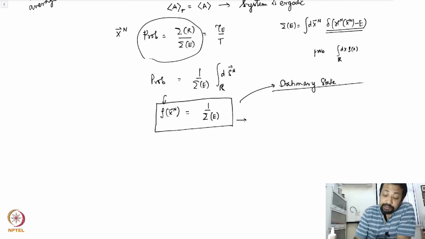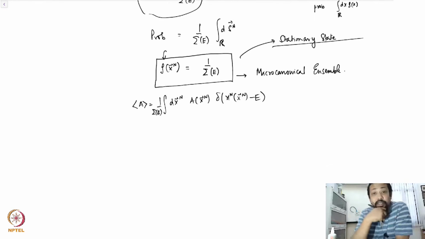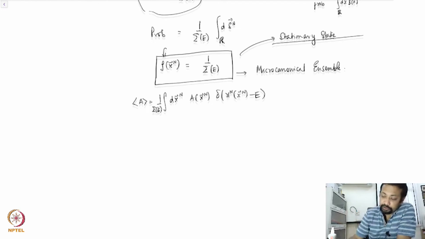This equation is what is called a microcanonical ensemble, and the average of any dynamical variable is now the integral dxn A of xn delta of Hn of xn minus E, times 1 over sigma E. The delta function once again ensures that only the surface matters here and not the volume. We shall get rid of this. We shall see later on how to get around this difficulty.